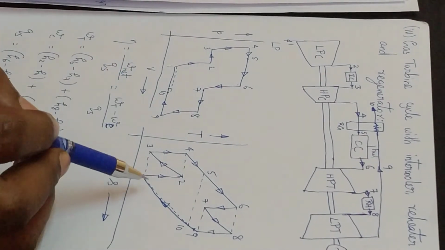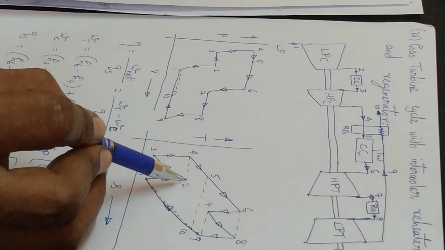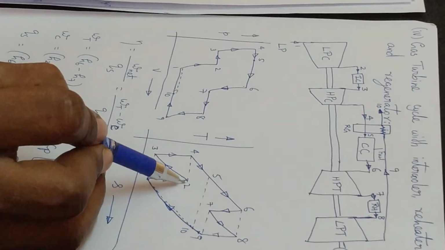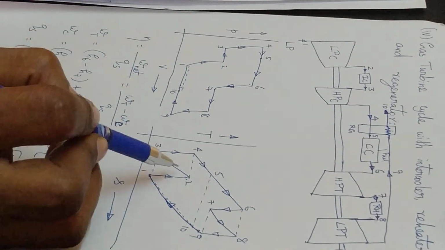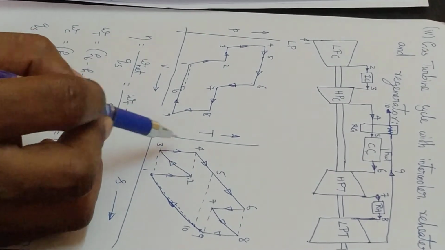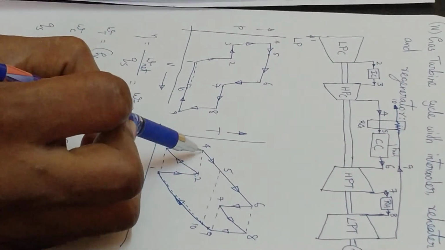The same thing is converted into a TS diagram. 1 to 2 is isentropic compression. During compression, both the pressure and temperature rise, and 2 to 3 is a constant pressure heat rejection. When we reject the heat, not only does temperature fall, entropy also falls. 3 to 4, isentropic compression.